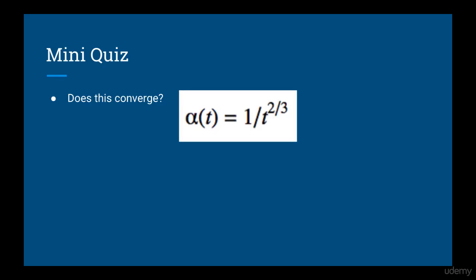What about alpha equals 1 over t to the 2/3? If you want to pause this video and think about it, please do so now. In this case, there will be convergence because the sum over all alphas is infinity. But if we square alpha, the power in the denominator becomes bigger than 1, so that converges to a constant.